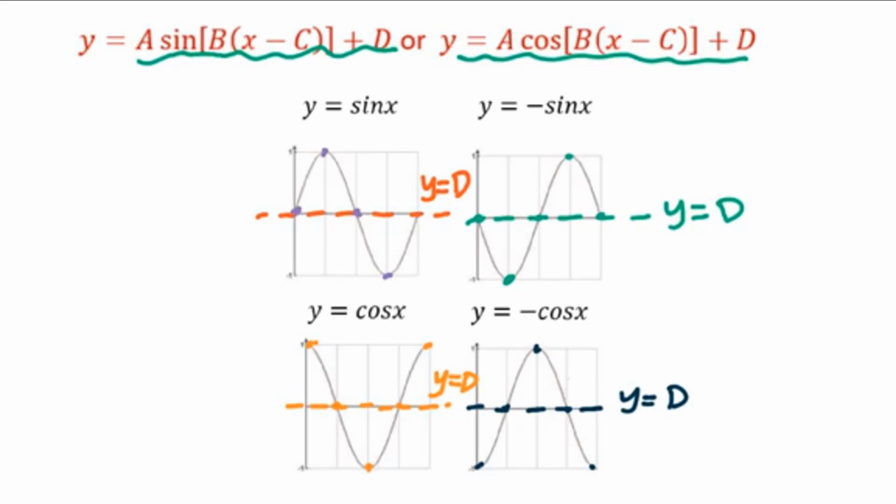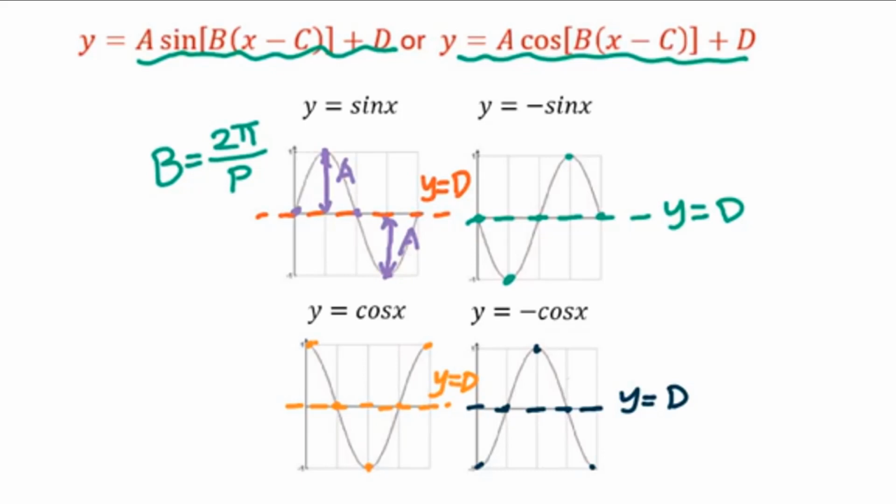From the midline to the maximum points, this will be the amplitude, it's A. So this part is A. From the midline to the minimum value, that's A. Then where can you find the B? B equals 2 pi over P. P stands for the period. Where can you get the period?